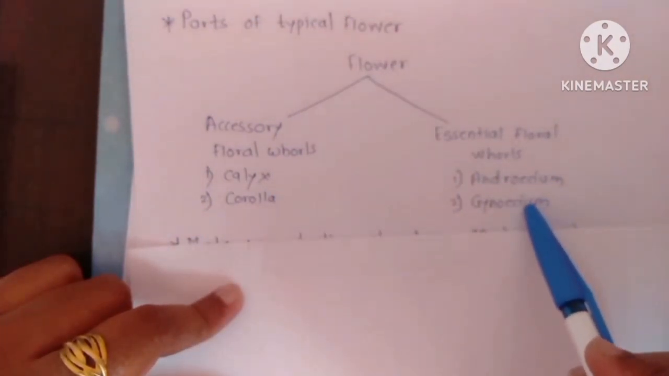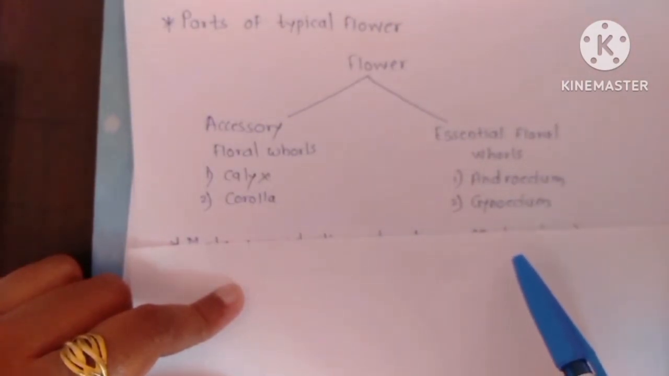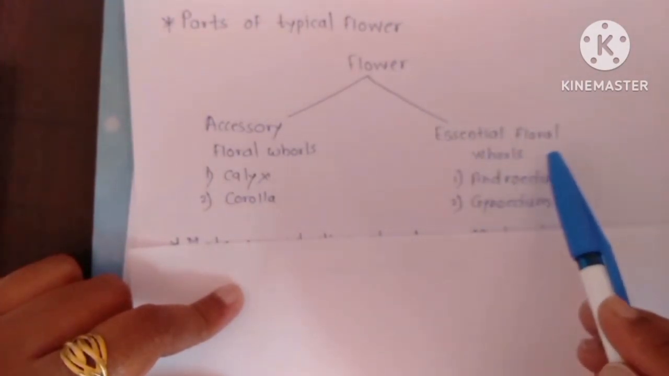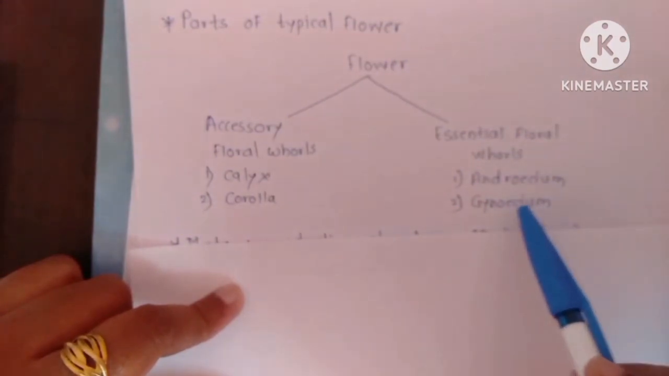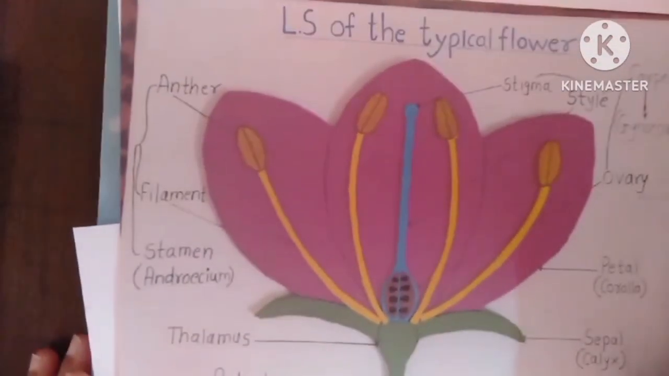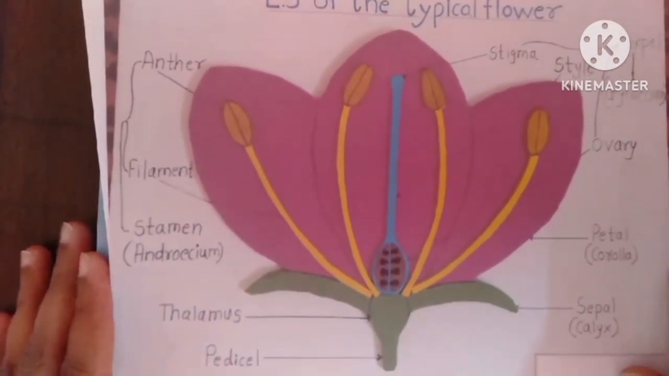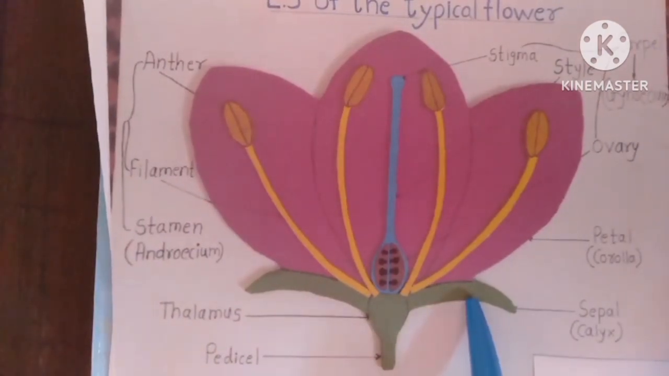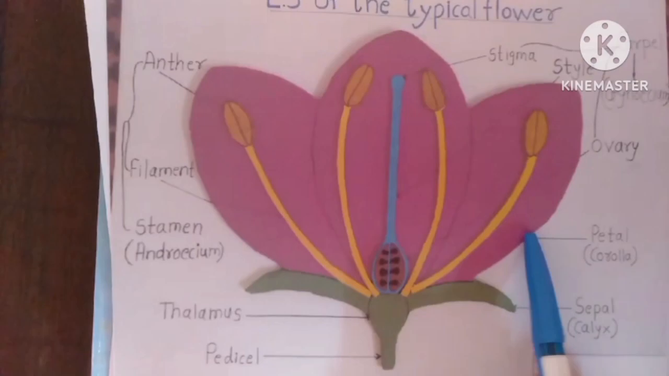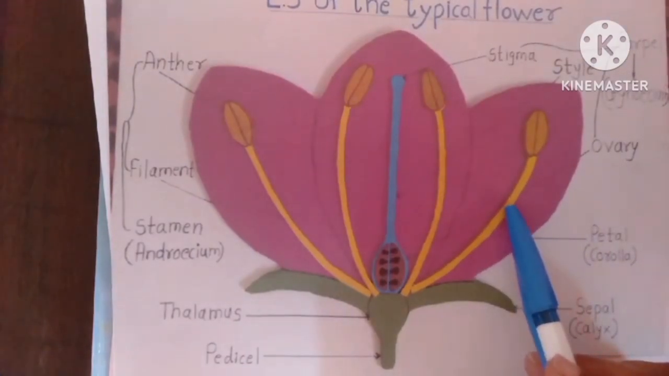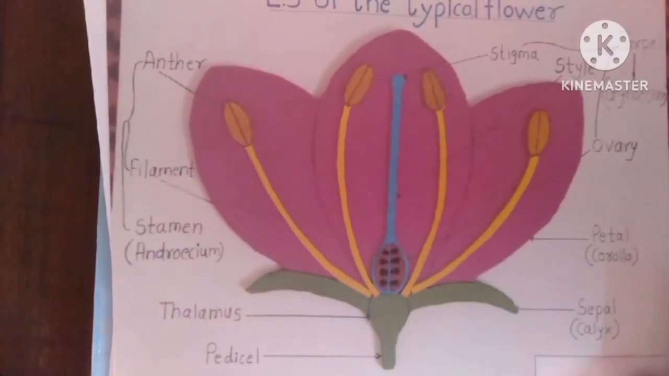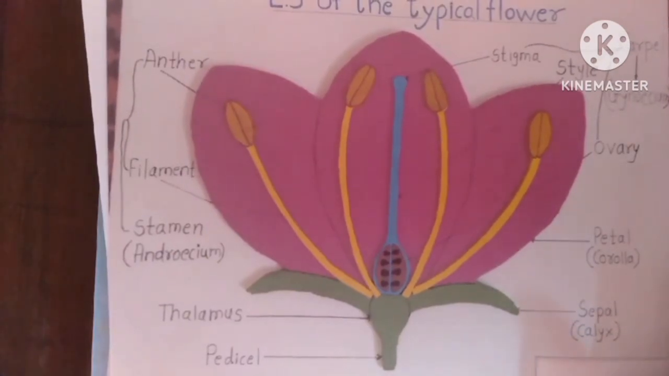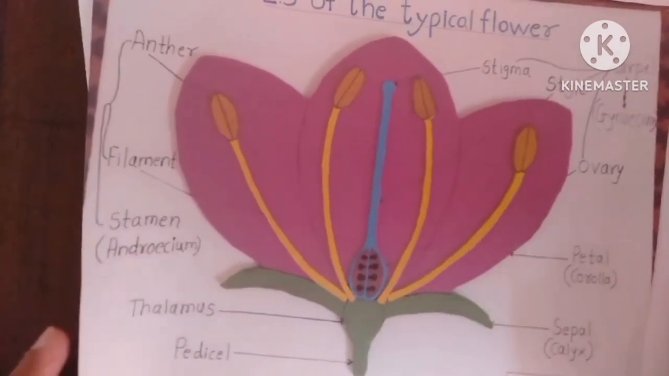And androecium and gynoecium, they take part in reproduction. Therefore, they are called essential floral whorls or reproductive floral whorls. So, calyx is made up of sepals, corolla is made up of petals, androecium is made up of stamens, and gynoecium is made up of carpel. For sexual reproduction, you must know the structure of typical flower.